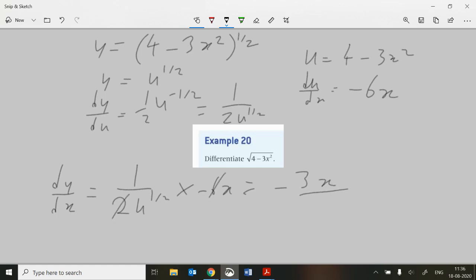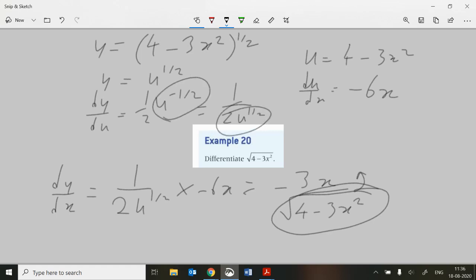So the 2 is cancelling with the 6 to give us 3 on the numerator. It's like minus 6 over 2, times x over 1. Got the x on the numerator there as well. And now we just need to put this thing on our denominator. So we've got 4 minus 3x squared square rooted on the denominator. Now that's the same as if we put this on the numerator to the power of minus a half. Same thing. Okay, that's just laws of indices.